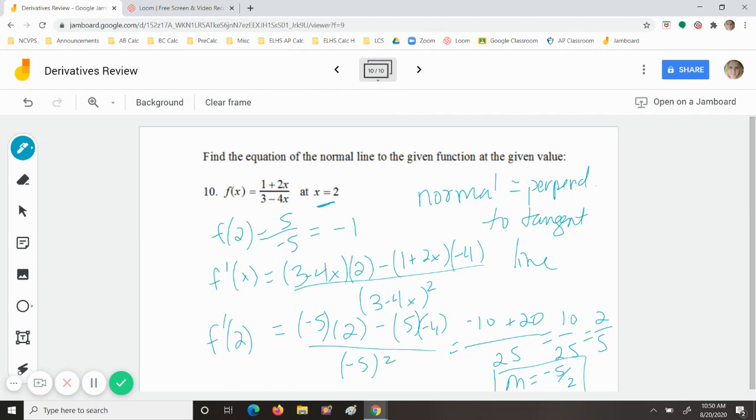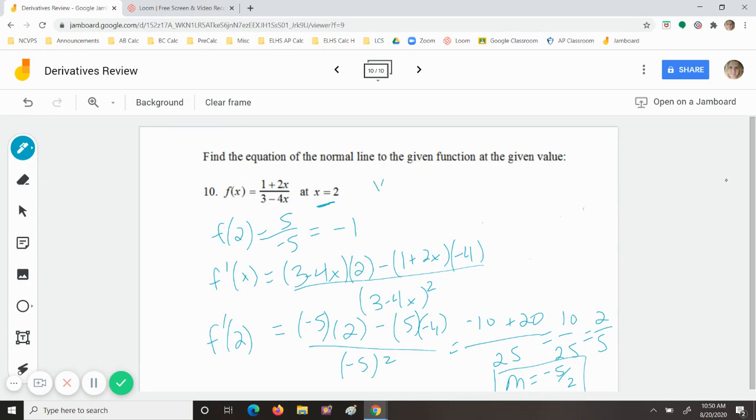I'm running out of room here, so I am going to do some erasing. Okay, let's just do a little bit of erasing, and then we're going to write out the equation of that line. We need all three things, x-coordinate, y-coordinate, and our new slope. Remember, again, the reason that we flip that and change the sign is because the normal line is perpendicular to the tangent line.